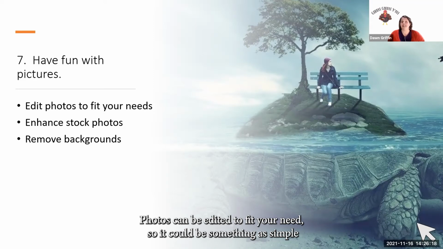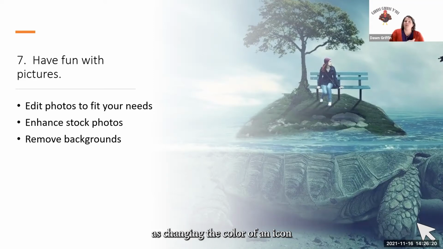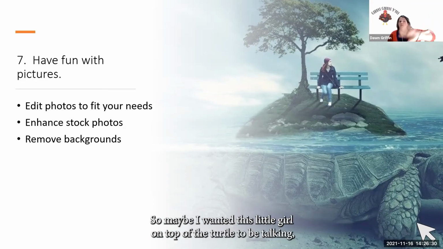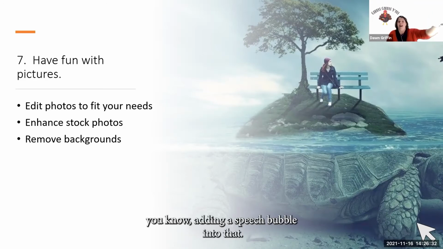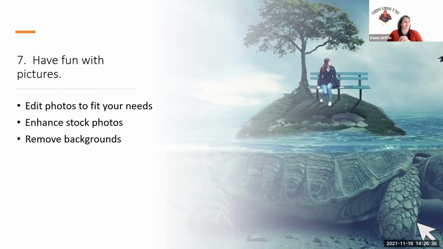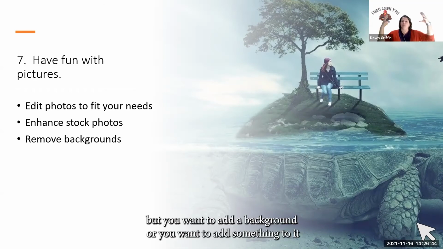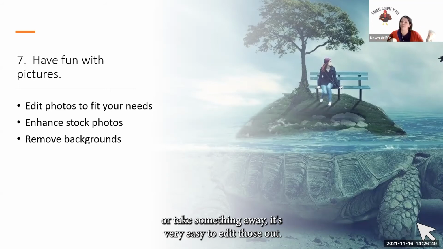So it could be something as simple as changing the color of an icon so that it suits your color scheme better. It could be adding a little speech bubble. So maybe I wanted this girl on top of the turtle to be talking, adding a speech bubble into that. It can be very, very simple. You can use it to enhance stock photos. So if you have these stock pictures that you like, but you want to add a background or add something to it or take something away, it's very easy to edit those out.